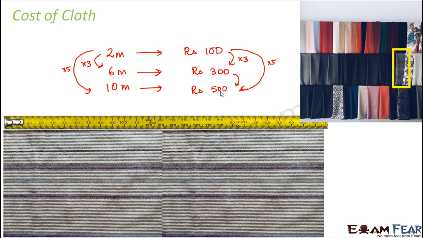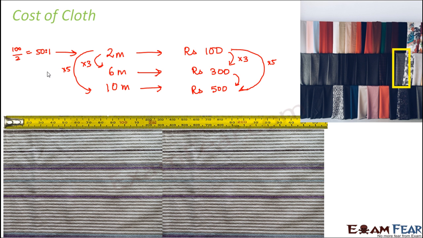So what are we saying? As the length of the cloth increases, the cost also increases. So length and cost are two quantities which are directly proportional to each other. In this case also, the ratio of the cost to the length remains constant at all times. For example, in the first case, the ratio of cost by length is 100 by 2, which is equal to 50:1.